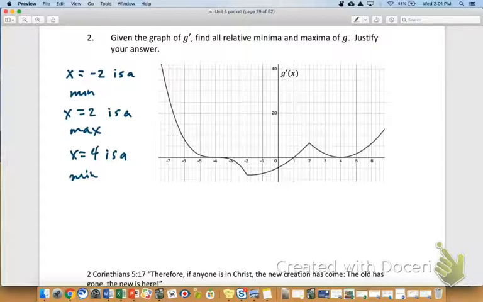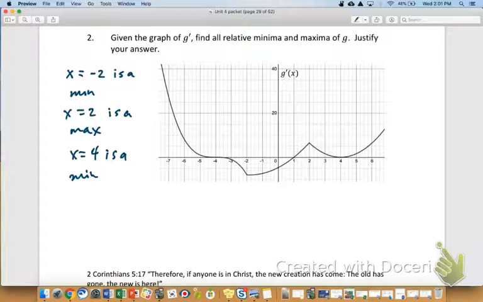Oh, Joey just said it well. Hey, you should listen. He said, you're confusing the graph of G with G prime, right? If I thought this was a graph of G, I'd be right. If this was a graph of G, I'd be 100% correct.